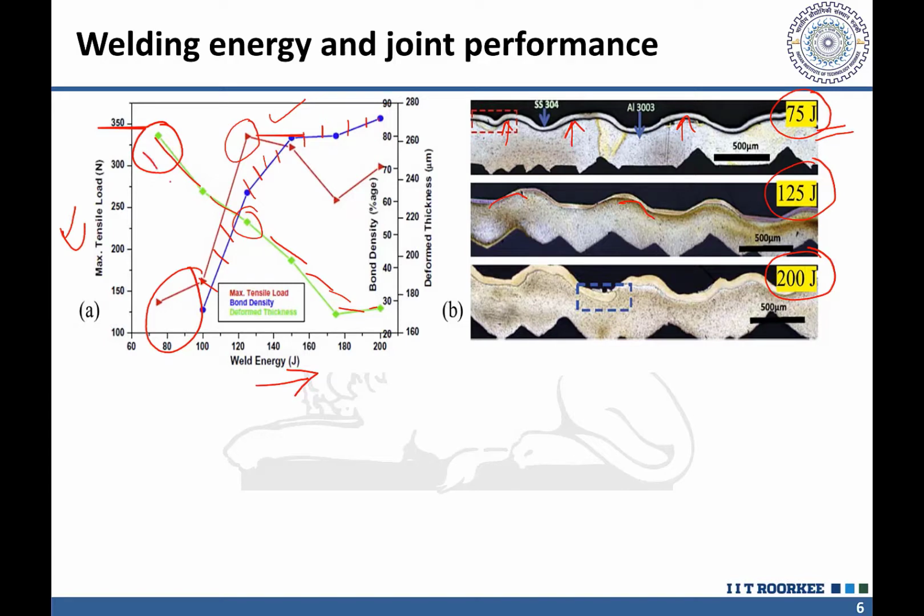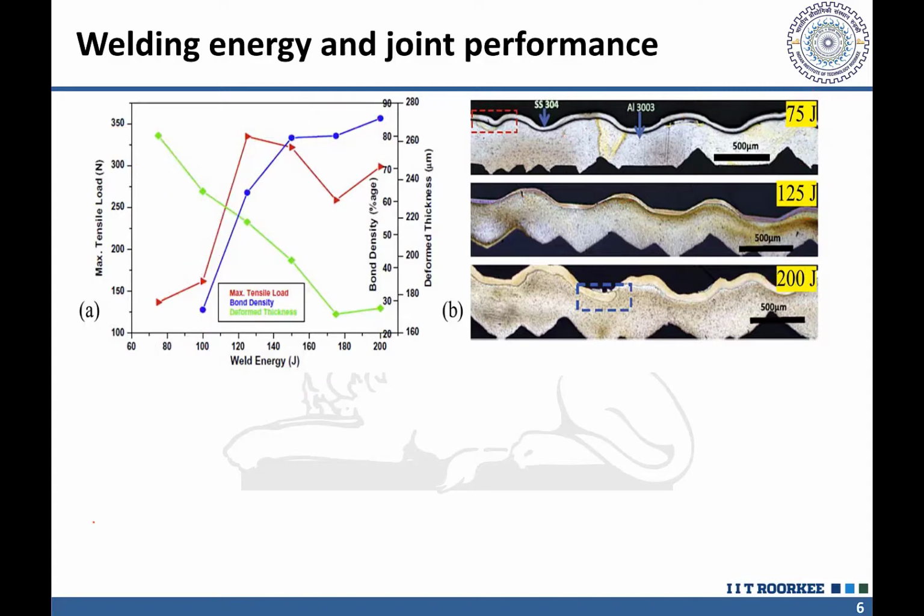On one hand, the sheet metal thickness is getting decreased. On the other hand, the bond strength is getting increased. So we are having a very unique situation. On one hand, with the increasing weld energy, the base metal sheet thickness, the deformed sheet thickness, is getting decreased. On the other hand, the bond area or the bond interface joining, which is being quantified, and similarly the joint strength, is also increasing.